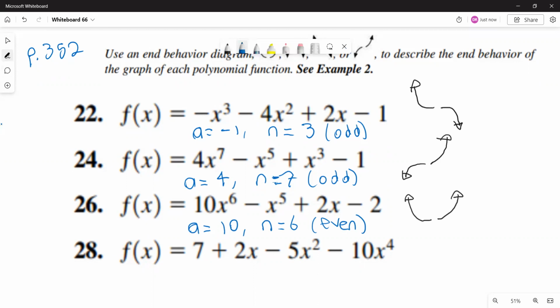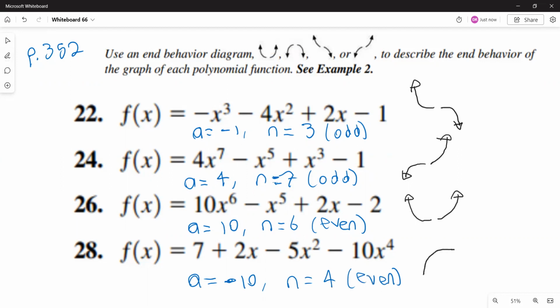And number 28, we have the polynomial in increasing form. The last term is the leading term. So the leading coefficient is -10, which is negative, and the degree is 4. So that's a polynomial of even degree with a negative leading coefficient. The graph is going to fall to the left and fall to the right.